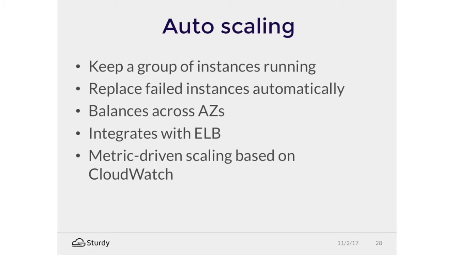What helps with this a lot is a tool called autoscaling, which can keep a group of instances running, replace failed instances automatically, balance them across availability zones, and then give us that metric-driven scaling. We can do CPU-based scaling, for example, and say, if the CPU load is above a certain value for a certain period of time, then add more instances. And if the CPU drops below a certain value for a certain period of time, let's remove some instances. And this gives you automatic, data-driven scaling. There's no need to forecast.